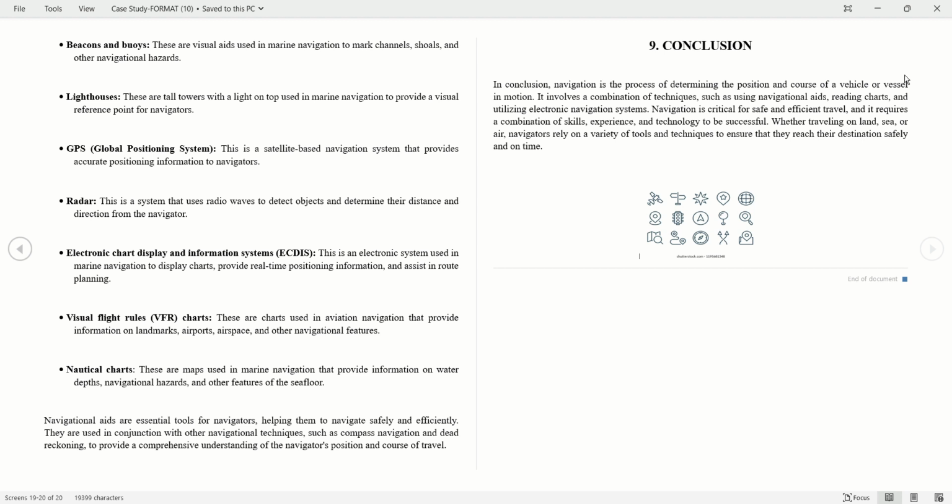In conclusion, navigation is a process of determining the position and the course of a vehicle or a vessel in motion. It involves a combination of techniques such as navigational aids, reading charts, and utilizing electronic navigation systems. Navigation is critical for safe and efficient travel, and it requires a combination of skills, experience, and technology to be successful. Whether traveling on land, sea, or air, navigators rely on a variety of tools and techniques to ensure that they reach their destination safely and on time.